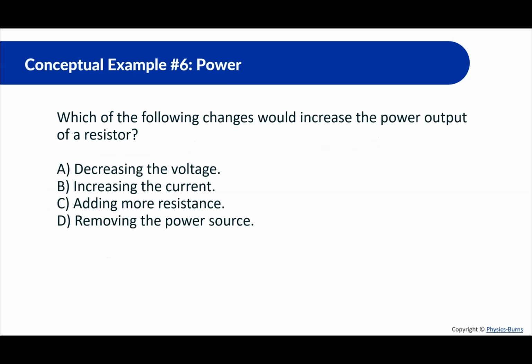All right, moving on. Conceptual example 6. Which of the following changes would increase the power output of a resistor? So remember, let's look at the formula when trying to solve stuff like this. Power is equal to current times voltage. Decreasing the voltage. No, if this went down, this would probably also go down if the current doesn't change. Increasing the current. That looks promising. Adding more resistance. No. Removing the power source. No. So yep, it's going to be increasing the current. If this current goes up, that means power is also going to be going up.